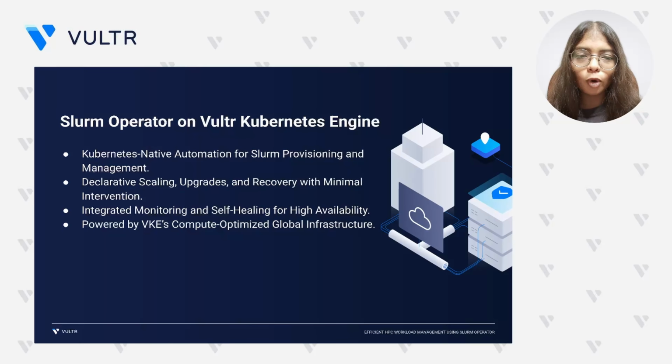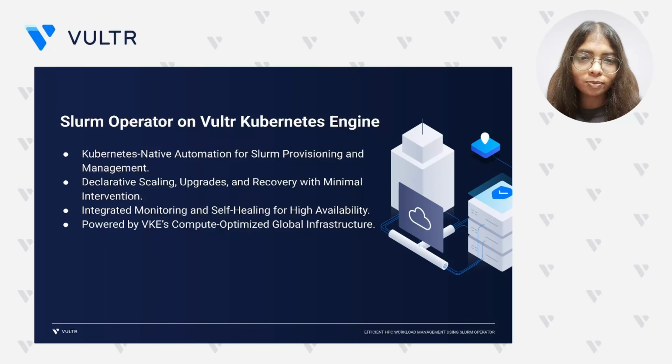This is where the Slurm operator comes in, running natively on Vultr Kubernetes Engine. It transforms Slurm deployment from a manual error-prone process to a fully automated declarative workflow. With the operator, you define the desired state of your cluster, and Kubernetes ensures that the cluster matches that state continuously. You can increase or decrease compute resources with simple configuration changes, and the operator handles the orchestration behind the scenes. Upgrades and patching are also streamlined, reducing downtime and minimizing human intervention.